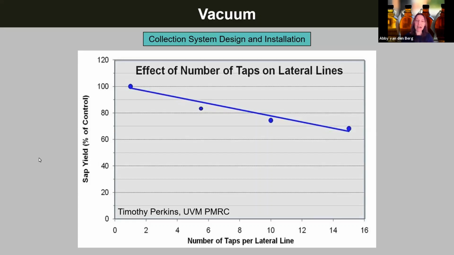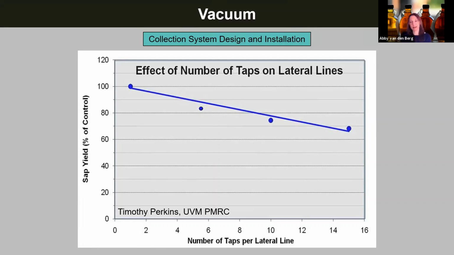Another aspect of the design of the collection system is the number of taps per lateral. We've had a lot of research from us and actually other groups too that show that the increase in the number of taps per lateral line reduces yield. So the larger the number of taps per lateral line, the lower the yields go. So really the rule of thumb of, strive for 5, and now I think we're hearing more like aim for 4. Those are probably good rules of thumb to work with.